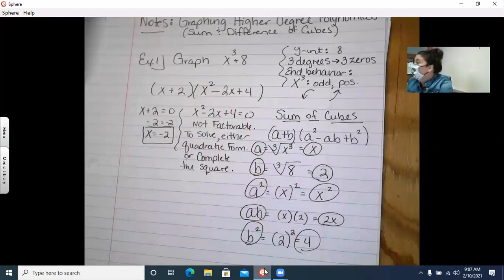Give you a hint, whenever you have sum of cubes or difference of cubes, I've never seen the quadratic part be factorable. Not saying that it never is, but I really don't think it's ever factorable. I've never come across one that was factorable. So would y'all rather do the quadratic formula or completing the square?